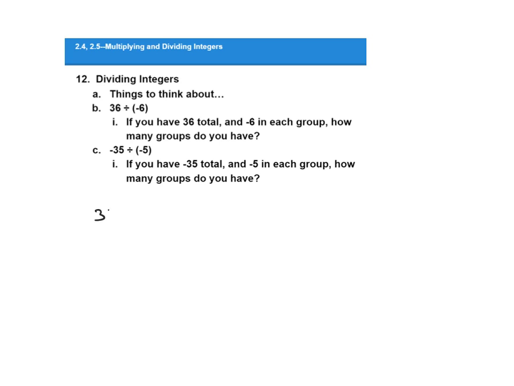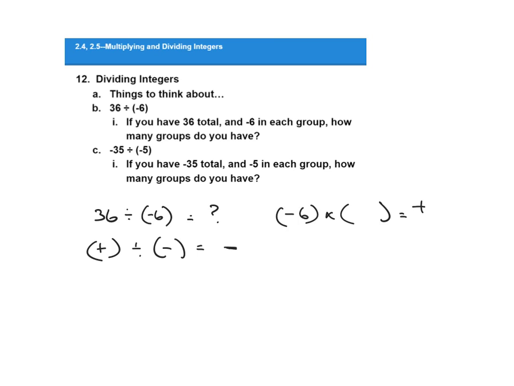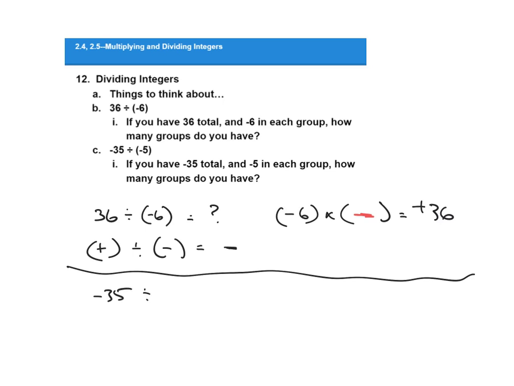So let's try 36 divided by negative 6. So I'm thinking a positive divided by a negative, and that's going to have to be a negative, because you're thinking negative 6 multiplied by something to equal a positive 36. And so negative times, it's going to have to be a negative to equal the positive 36. And then second, you've got negative 35 divided by negative 5, and you're trying to figure out what that would equal.